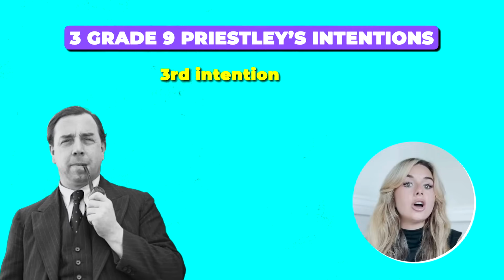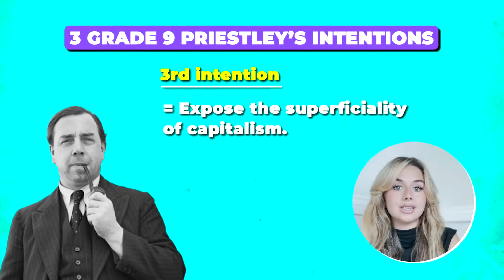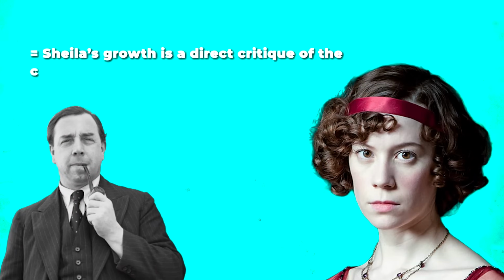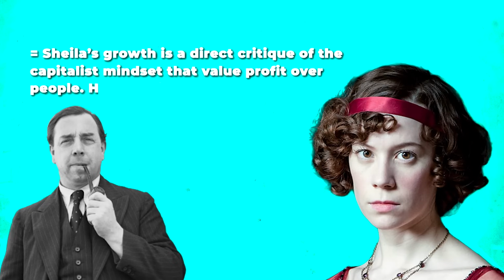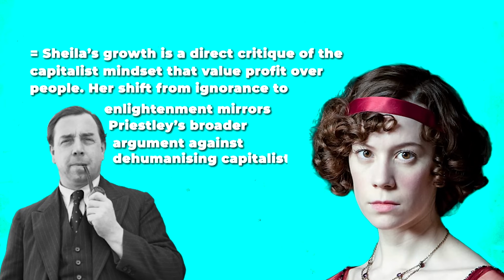And the third use of Priestley using Sheila is to expose the superficiality of capitalism. If something's superficial, it's fake. Sheila's growth is a direct critique of the capitalist mindset that values profit over people. Her shift from ignorance to enlightenment mirrors Priestley's broader argument against dehumanizing capitalist structures. Again, Sheila's positive progression is used by Priestley to highlight that this is the correct action and form to take for society. If everybody took the correct action of enlightenment and understood the repercussions of capitalism, then society would become a more fair and overall better place.